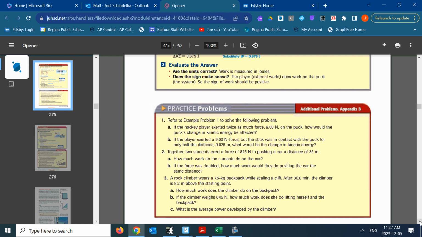Okay. Yeah. How much work does the climber do on the backpack? So that's climbing straight up. It's against gravity. How much are you lifting the backpack? You know, and if the climber weighs, how much? You can break it down to not just the backpack, but how much lifting your body as well as the backpack. So you'd add in your own mass to that. And then the other question, 5, 6, and 8, page 262.